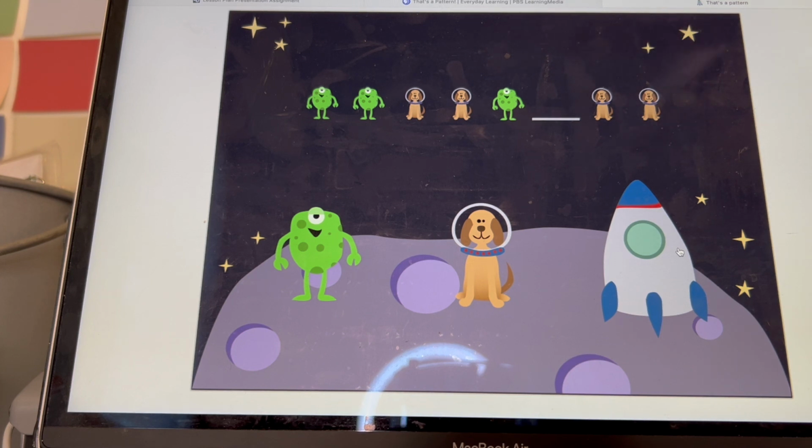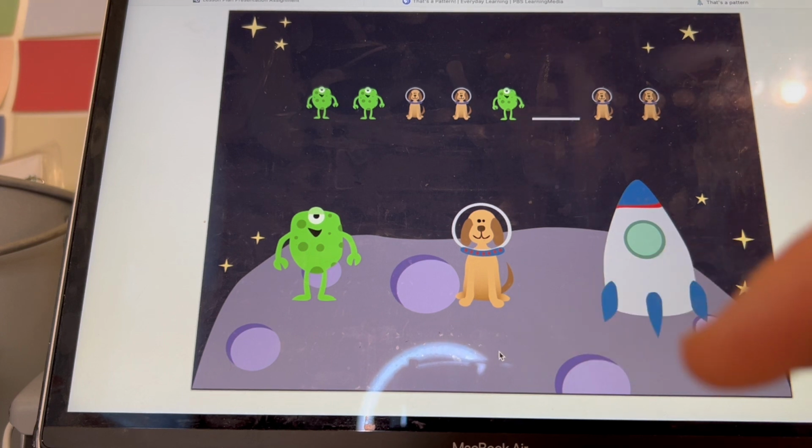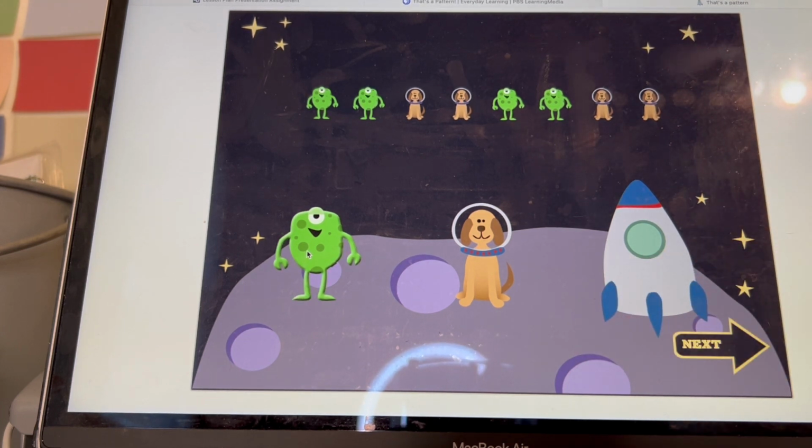Yeah, it should be an alien. Now, does anyone know what type of pattern this is? Is it an A-B pattern, an A-B-C pattern? Yes, Oliver? No, it's not an AAB pattern. Olivia? Yeah, it's an AABB pattern. So we'll pick the alien. Great job!